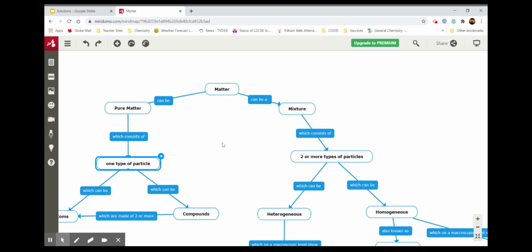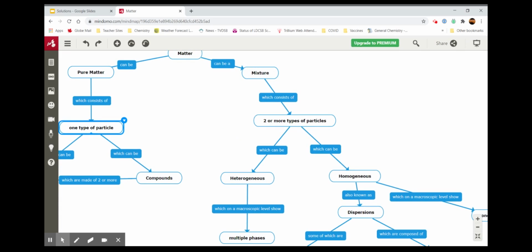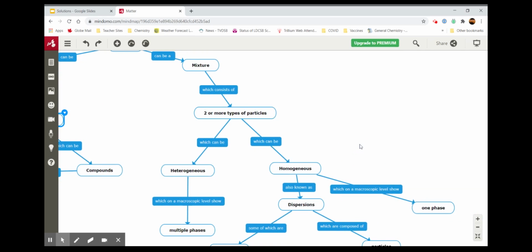That's what we've been talking about so far. In this unit, we are going to move over to the mixtures. Mixtures are substances which consist of two or more types of particles. Mixtures can be classified based upon what they look like. If we see multiple phases, think oil and water, those are called heterogeneous mixtures. Mixtures which appear to only have one phase, so think tap water, are referred to as homogeneous mixtures.